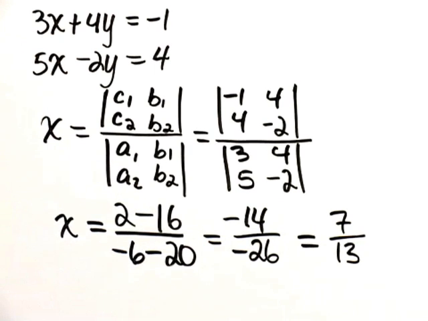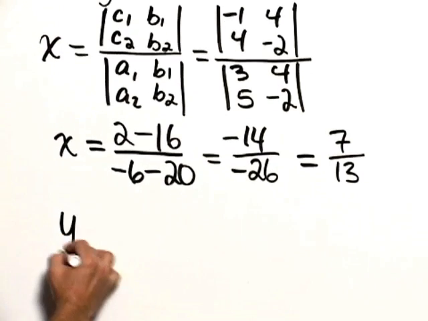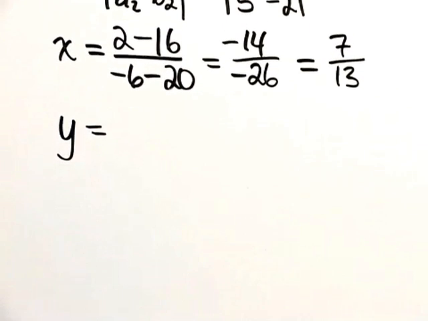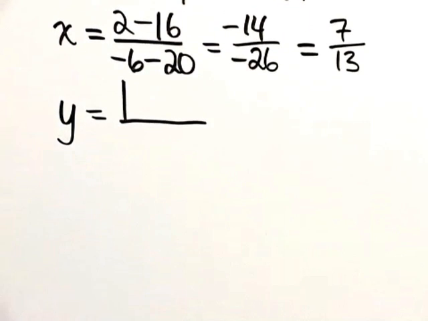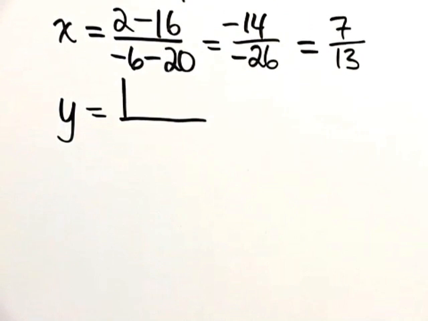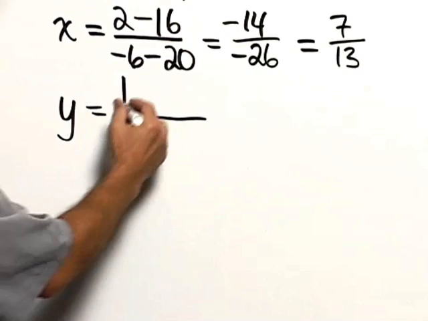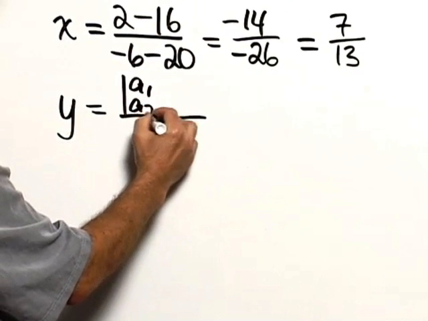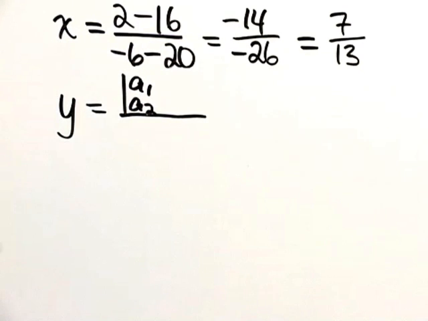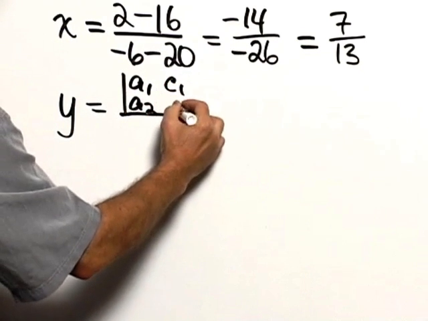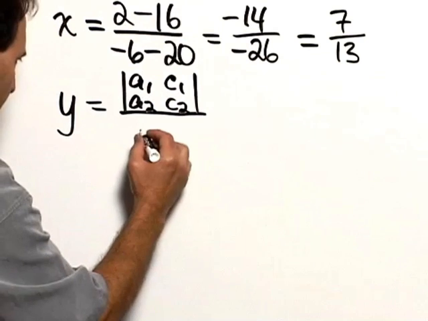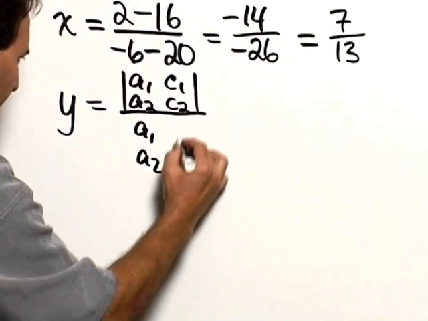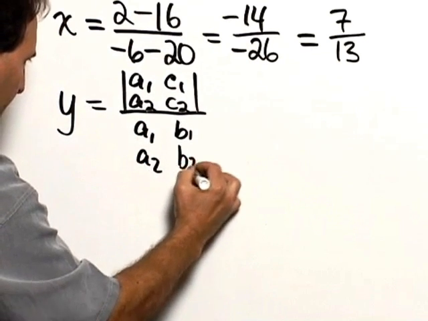Now, we repeat the process for the value of y. y is equal to the determinant of the coefficients of x, so a1, a2, then the constants c1, c2, and that is divided by the determinant of the coefficients, so that's a1, a2, b1, b2.